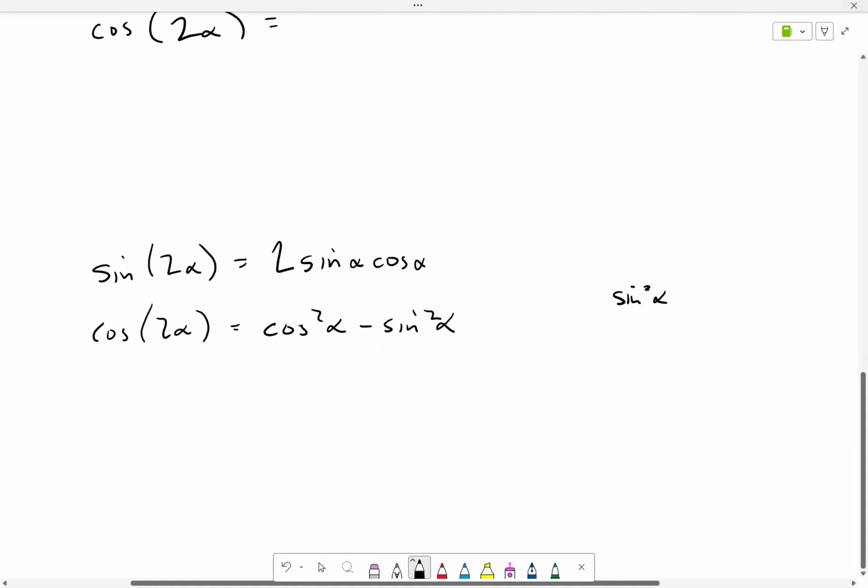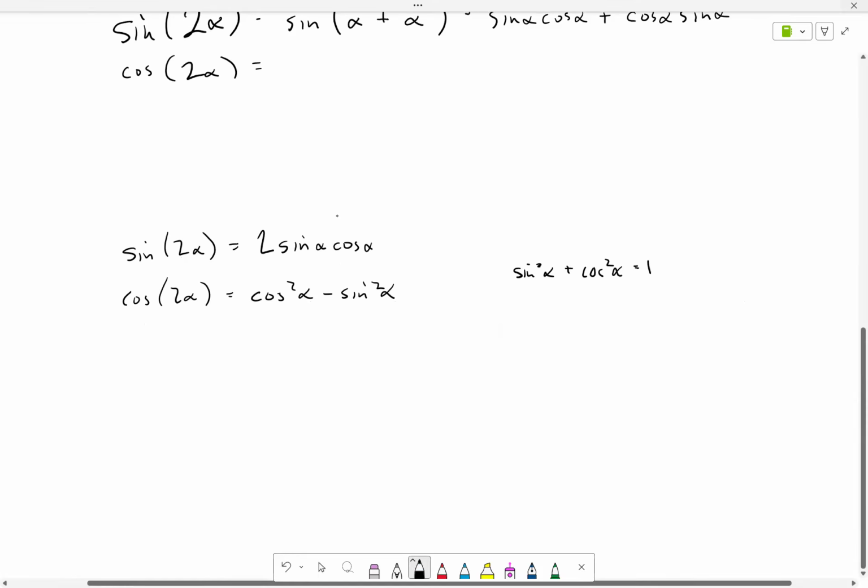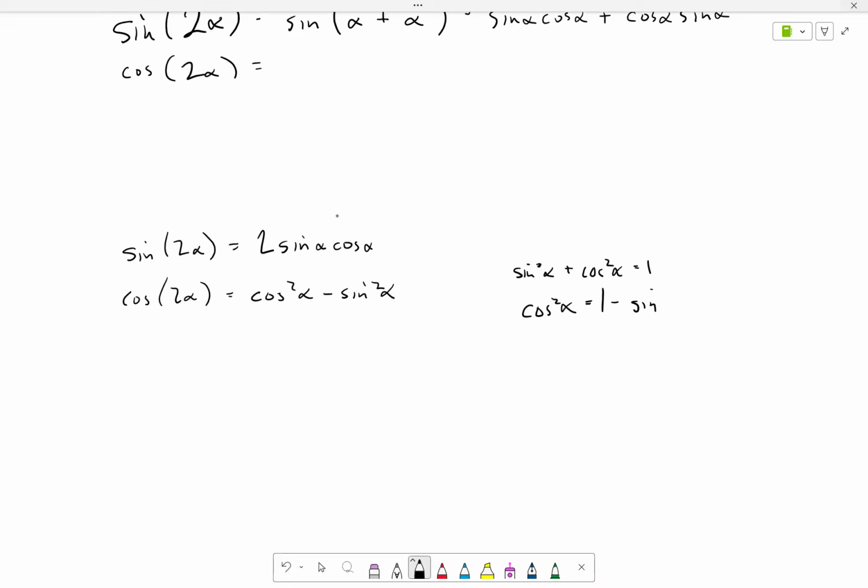We know that sine squared of alpha plus cosine squared of alpha is equal to 1. If we say cosine squared of alpha is equal to 1 minus sine squared alpha, we're able to make a substitution into here and come up with another expression for this double angle formula. Do you see what I'm saying?